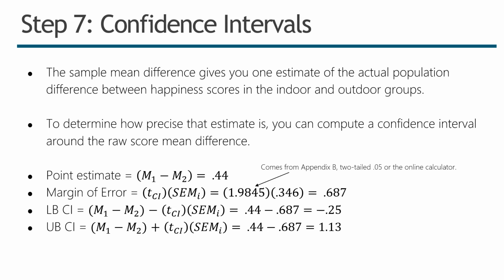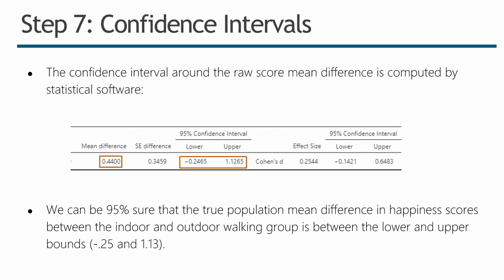The margin of error is a t from a table. The t for the confidence interval comes from a table or an online calculator. And then you're going to multiply that by the standard error of the mean to get the confidence interval. Now you don't usually need to compute the confidence intervals by hand. Your statistics program will also give you the confidence intervals around that raw score mean difference. So in this case, our lower bound is negative 0.25 with an upper bound of 1.13. So I can be 95% sure that the true population mean difference is somewhere between negative 0.25 and 1.13.